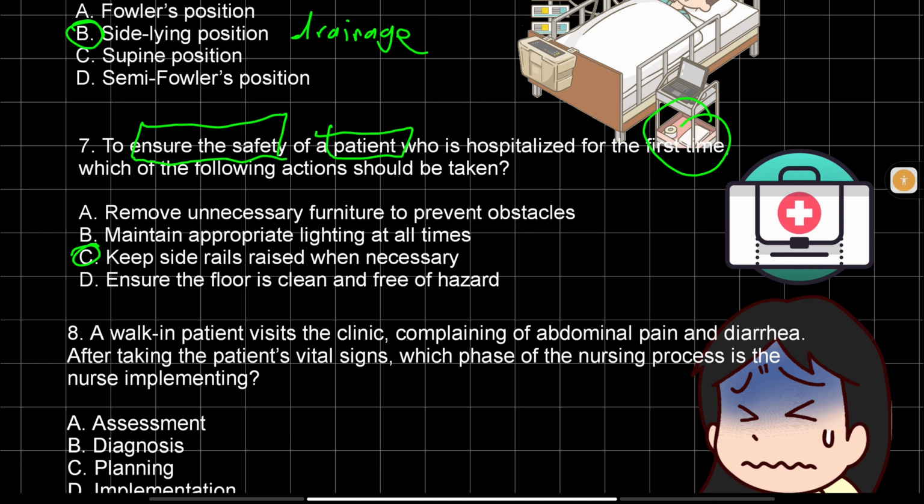Keep side rails up when necessary. To ensure the safety of a patient who is hospitalized for the first time, it is important to keep side rails raised when necessary. This provides additional support, prevents fall, and helps the patient feel more secure in an unfamiliar environment, especially if your patient is taking any type of narcotics or post-op or elderly or ambulatory with assistance, those kind of stuff.